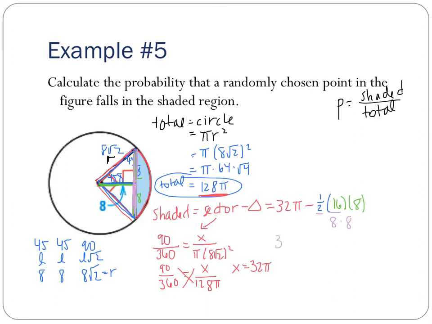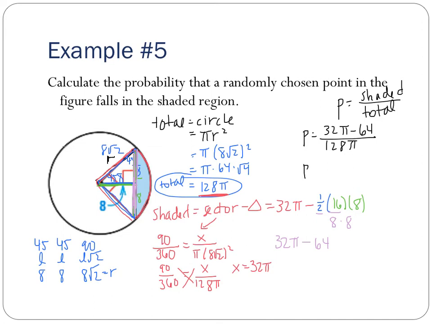So this becomes 32 pi minus 8 times 8, which is 64. Now, 32 pi and 64 are not like terms, so do not combine them. Just leave it like that. I'm still not finished. I need to calculate the probability. So the shaded portion is going to be 32 pi minus 64, and then my total area is 128 pi.